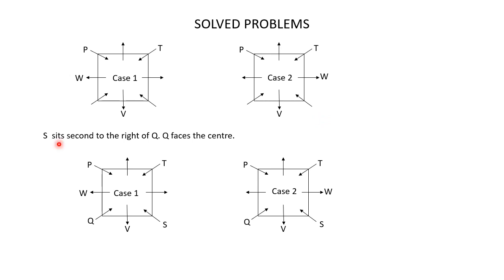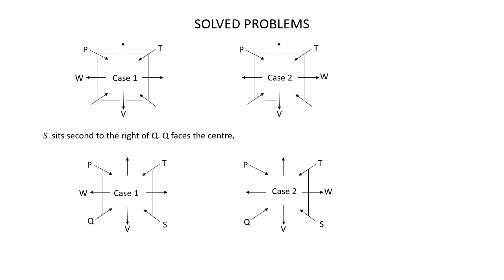S sits second to the right of Q. Q faces the center. Let's consider case 1. There are only two positions for Q so that Q can face the center, either this one or this one. But if this is the position for Q, then second to the right of Q will be this position which has already been occupied by T. So S cannot sit here. So clearly this is the position for Q. So mark Q here. Then second to the right of Q will be this position for S.